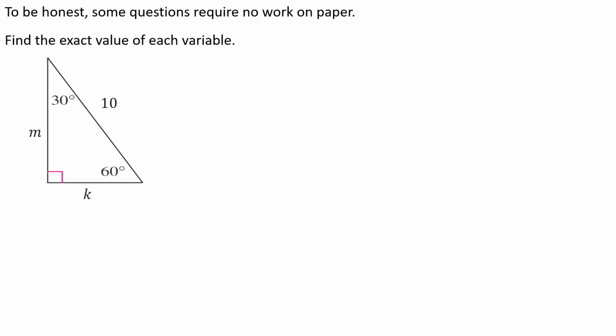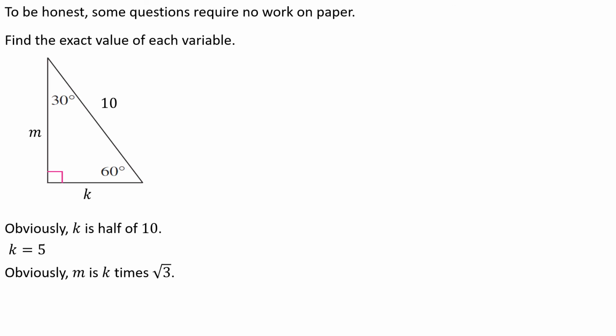Now, sometimes you really don't have any work to show. Right? What's k? Well, gee, k has to be half of 10. This is one of our special triangles. I know k has to be half of 10. Well, that must be 5. M, well, again, on our special 30, 60, 90 triangle, m is just going to be k times root 3. So m has to be 5 times root 3. All right, there's really no work to show there.